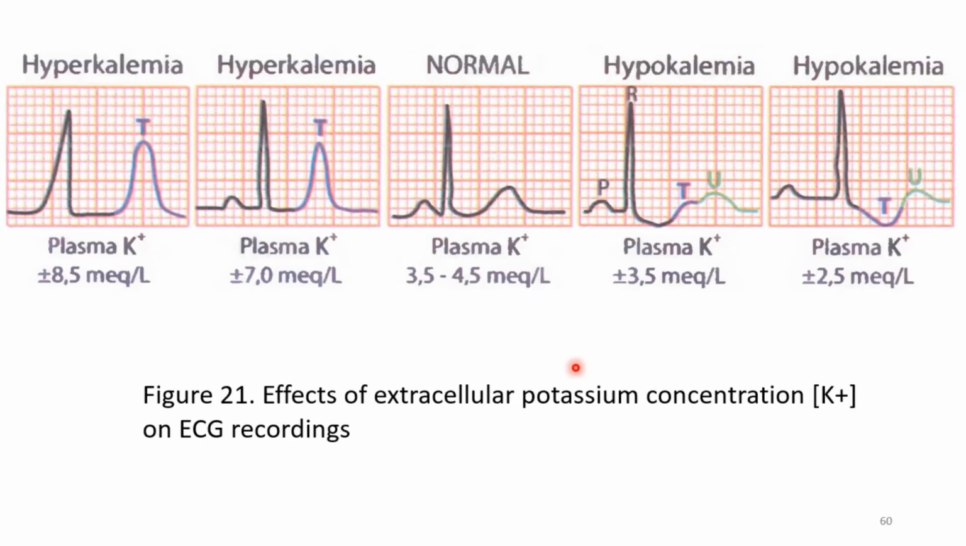So you see here normal plasma values, normal electrocardiogram. In hyperkalemia, you see the T waves, amplitudes of T waves are increased, whereas in hypokalemia T waves are different, U wave is formed, T wave may be depressed.